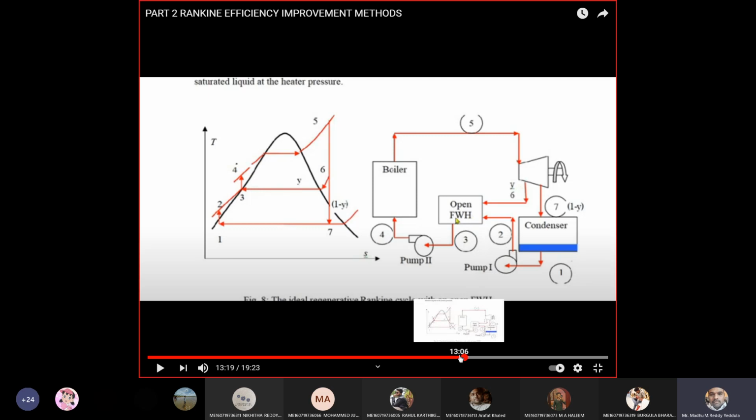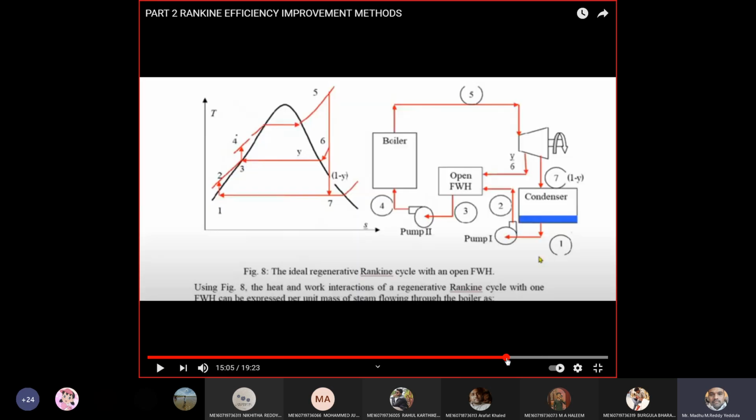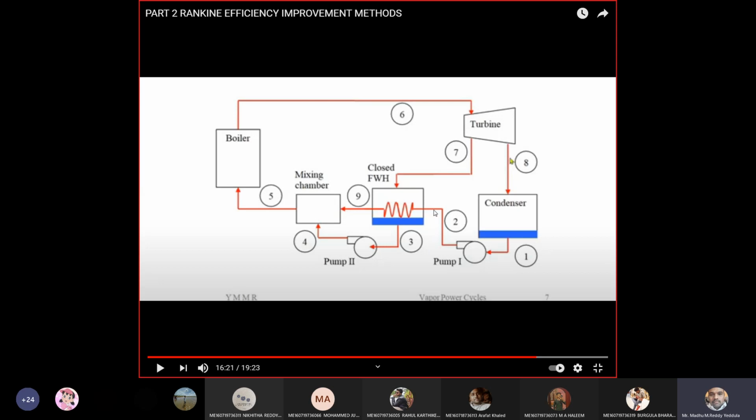Whereas in case of closed type, we are not mixing directly the exit steam from the turbine with the condensed liquid. Here the condenser liquid is allowed to pass through the tubes or pipes. I'll show you the diagram. If you see this, these are the tubes. Inside the tubes, the condenser liquid is allowed to pass through, and over the tubes, the exit steam from the turbine is impinging.